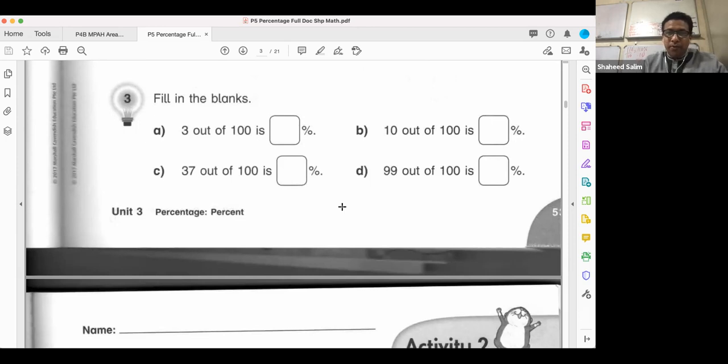Yes, it's wrong. You see, 3 out of 100. Remember what is 3 out of 100, Umaira? 3 out of 100 is 3 over 100. How many percent is this? The rest can check. This is 3%. Remember? Can you try the rest? You must be over 100. You can do it.